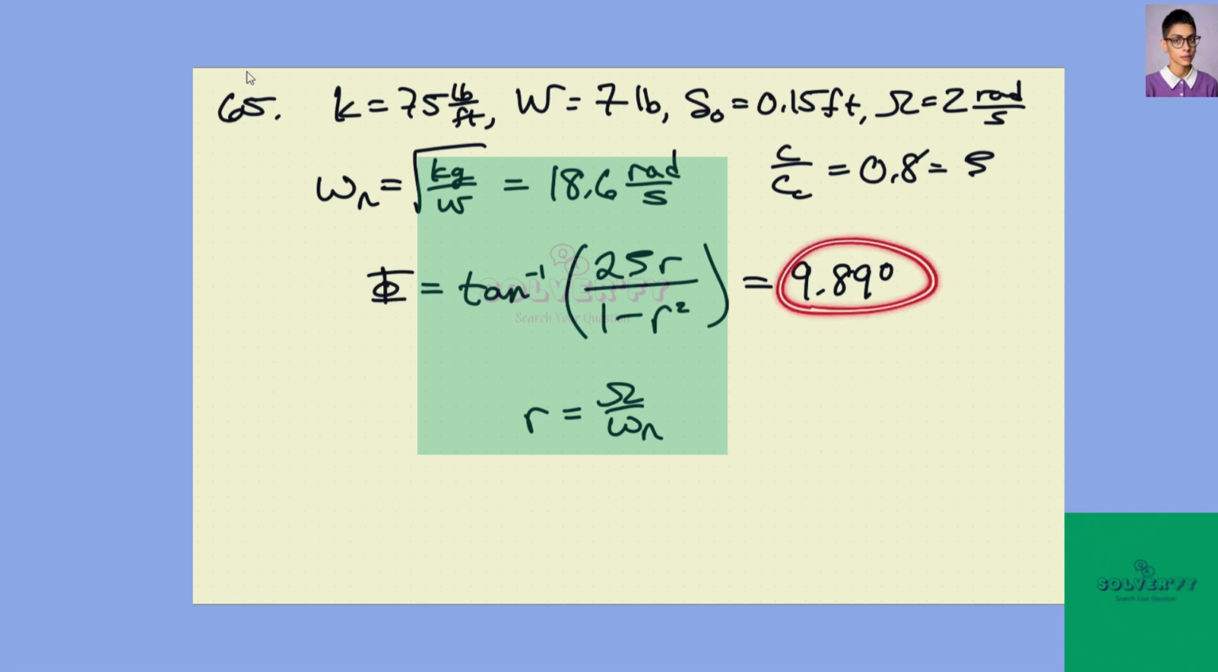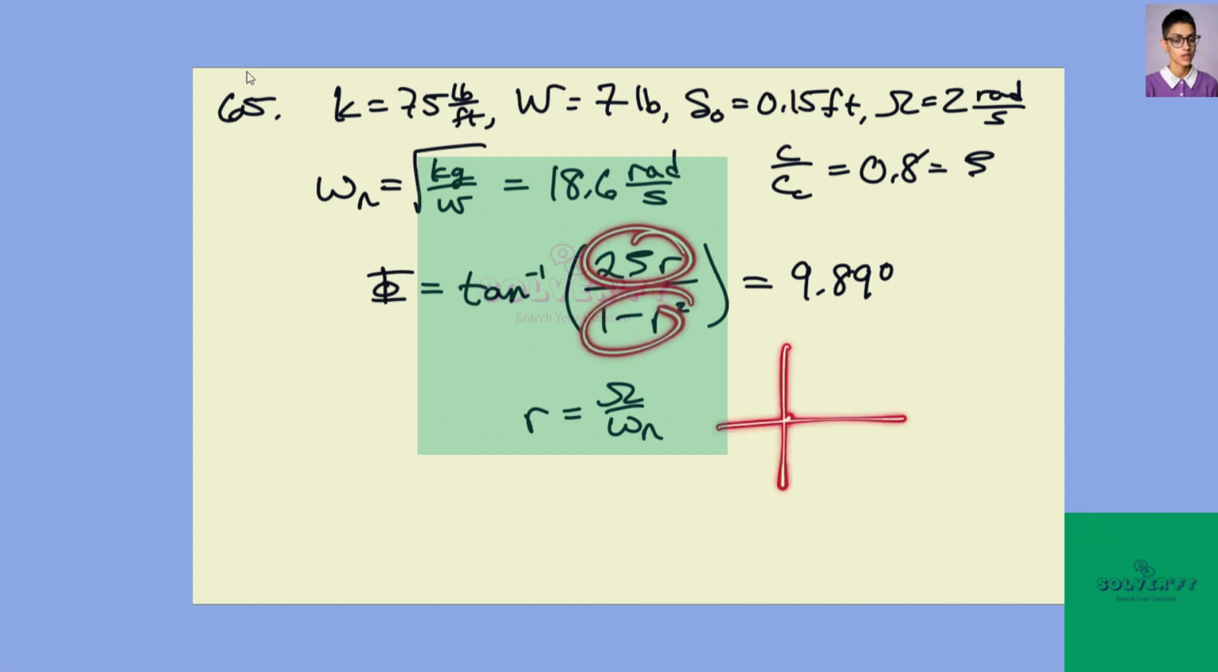In this case, we wind up with an answer of 9.89 degrees, and that's in the first quadrant, which is what we would expect because r is much less than 1. So this is positive, this is positive, and our angle should be somewhere in the first quadrant. Again, you just have to be careful when taking inverse tangents on your calculator to make sure you get it into the right quadrant.